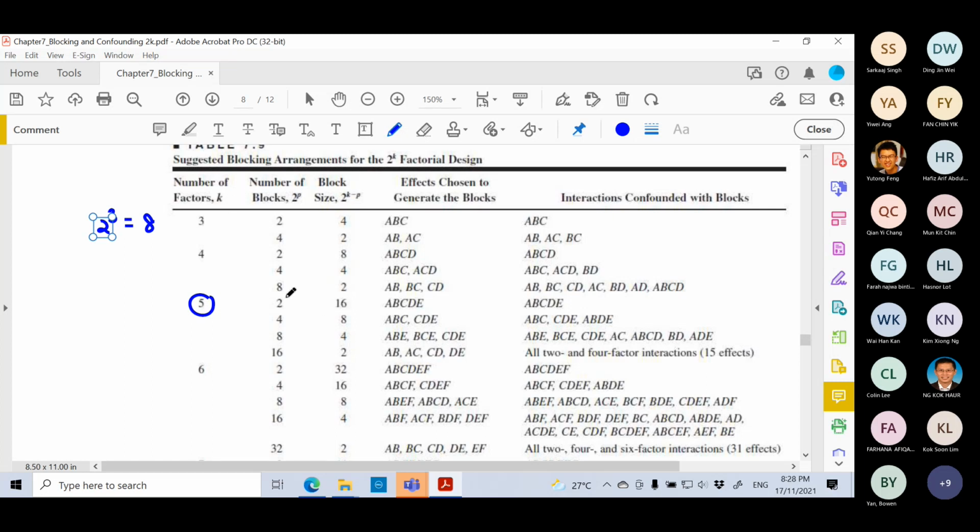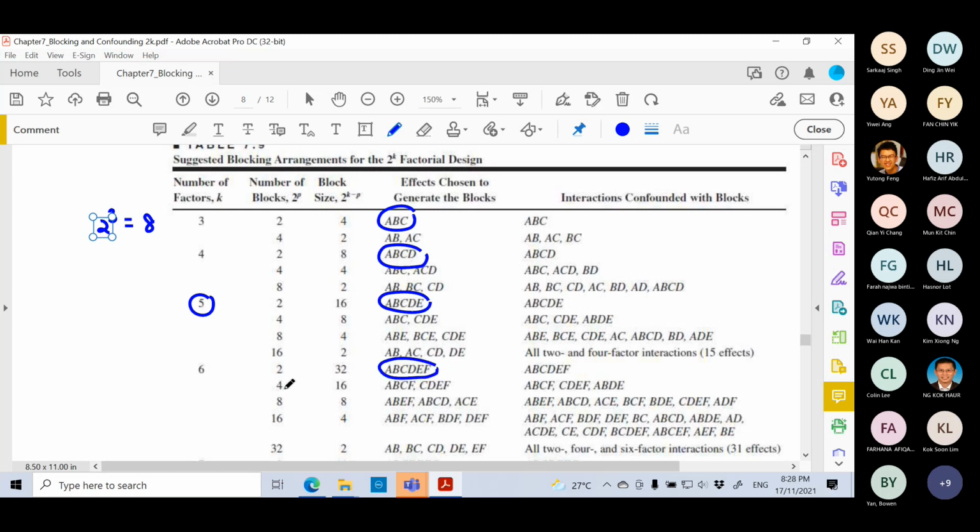Okay, so if I only consist of the 2 blocks, of course I can choose the highest order interaction. As you can see, if you have 3 factors, I choose the highest order interaction. For 4 factors, I choose the highest order interaction if I just want to divide it into the 2 blocks. For the 5 factors, I divide into 2 blocks, I choose the highest order interaction. Then that is fine. For the 6 factors, I also choose the highest order interaction.